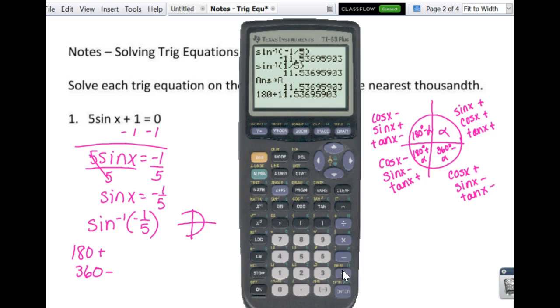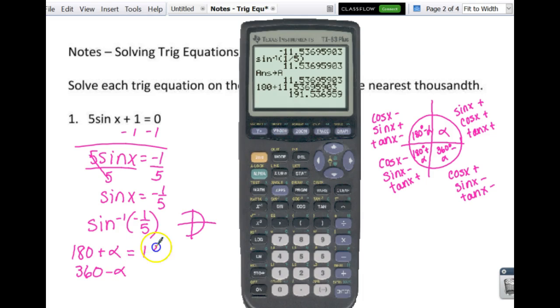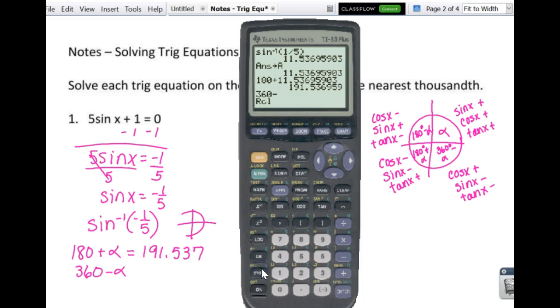Okay, I typed in a positive 1/5. And so it'll add. That's okay, I'm going to do it again. Okay, so this time I'm going to take 360 minus this. 360 minus, you actually have to put the minus, then you recall it. So I'm going to push second, recall, and it's saying, what do you want to recall? The A.